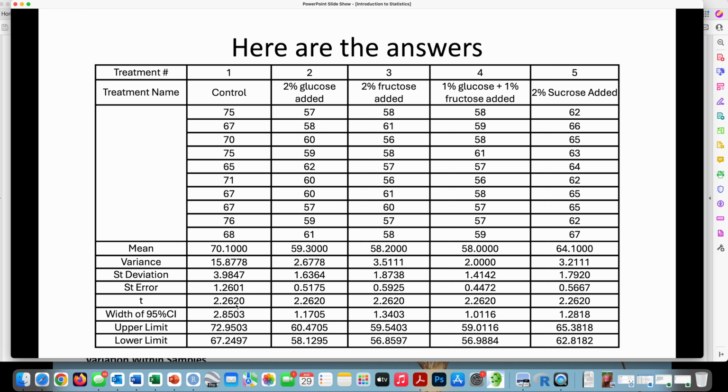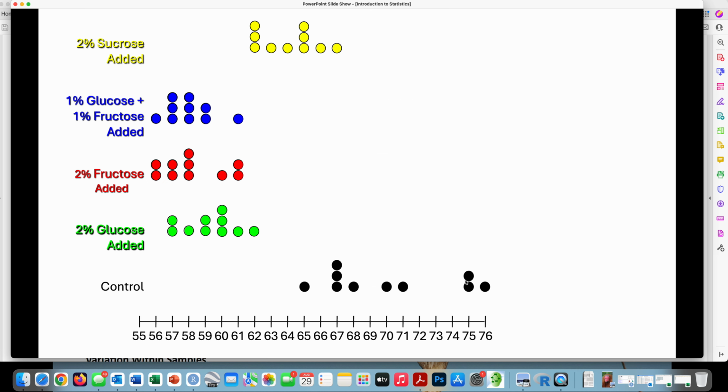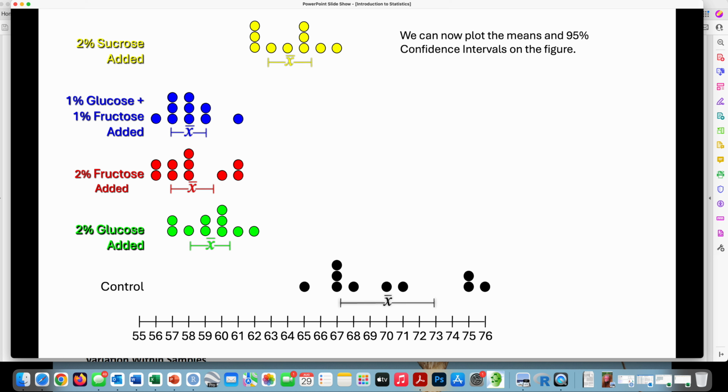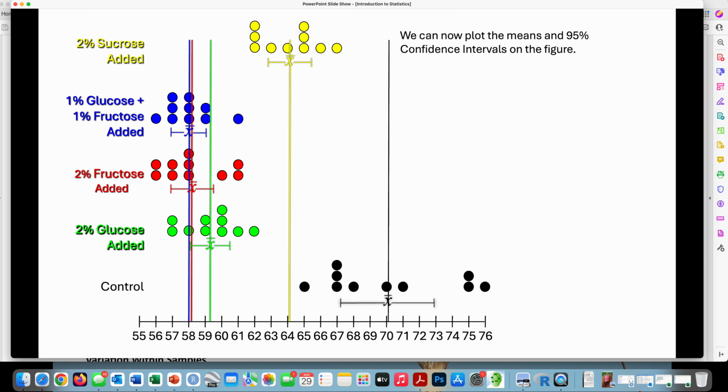Notice that the t-statistic is the same in all of these. Then, once we have that, we can go back to this figure and put in the means and their confidence intervals. When we make vertical bars here, it's really easy to see this mean does not fall within the range of this mean. This mean does not fall within the range of this mean.